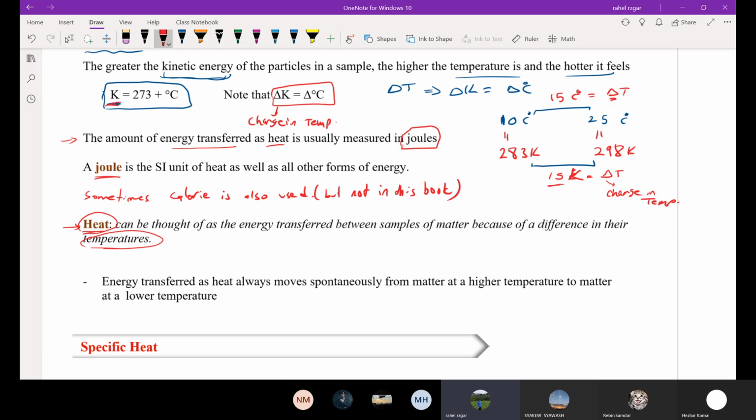For example, some place has a high temperature. The next place has a low temperature. So energy is transferred between them. And the energy transferred will be in the form of heat. In the form of heat.